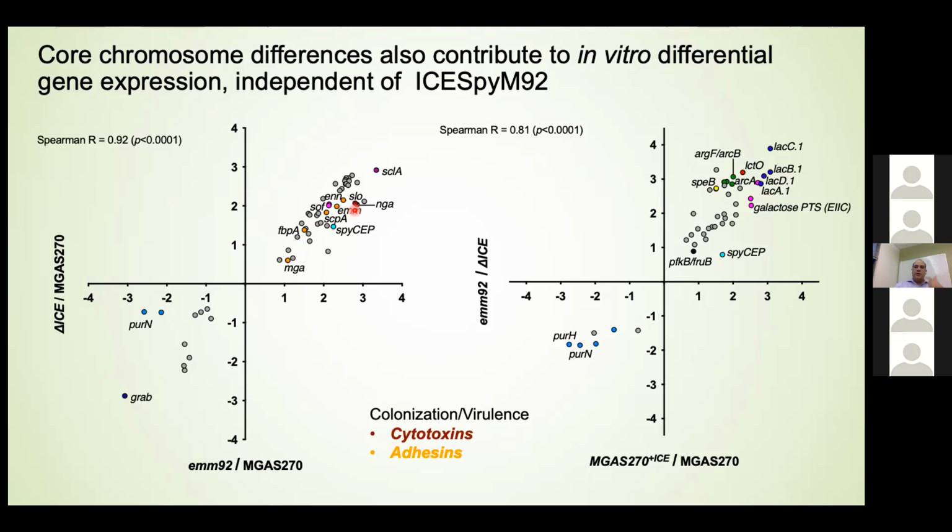So that means that there are also different core chromosomal differences in these emergent M92 strains that are highly invasive and resistant, that are potentially contributing to the phenotypes that we see.